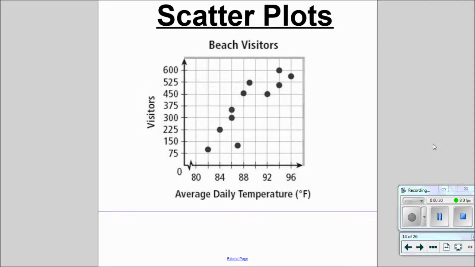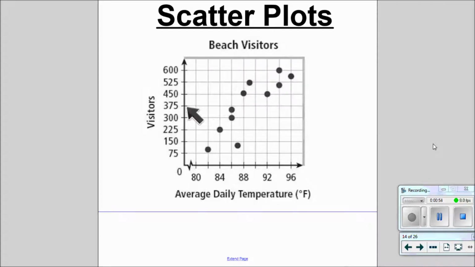A couple things I want to draw your attention to. The first thing is, remember, we said bivariate data is two pieces of information or two categories put onto a graph. If we look at our graph over here, our scatter plot, on our y-axis we have visitors. On our x-axis we have average daily temperature. And again, this is talking about beach visitors overall. So that's the overall title of our scatter plot.